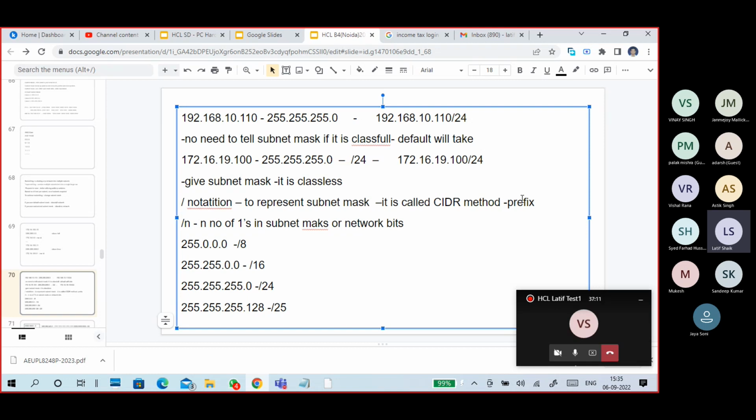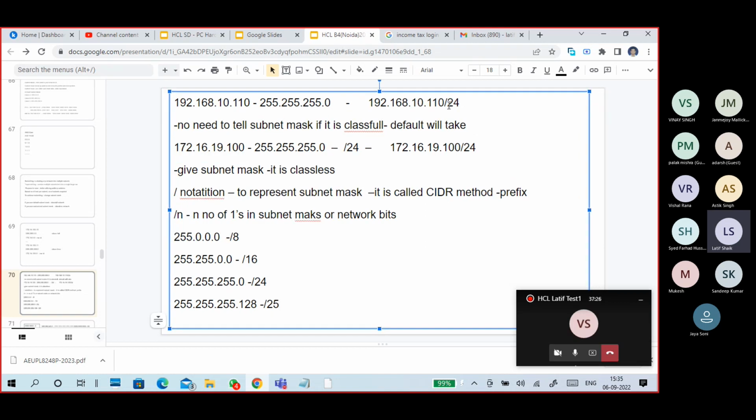This is called slash notation to represent the subnet mask. It is also called a prefix. For example, I am writing like this: 170.16.19.0/24. I think I didn't write that point here, so I will add that one. This is the IP address, and this is my subnet mask, default only. But I can write it like this, or I can write it like this also. If I write slash 24, it is called a prefix.